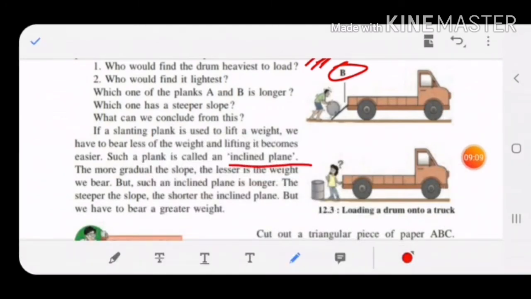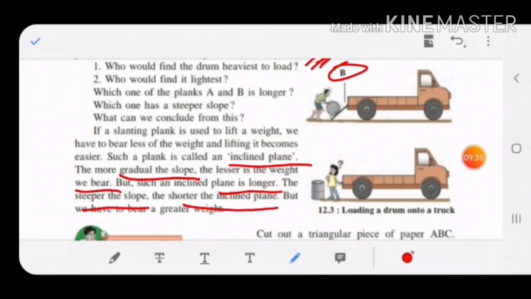An inclined plane is a simple machine because it helps you to carry that load. The more gradual the slope, the less weight we have to bear. As you keep the slope more down, what happens? The more gradual the slope, the less weight you have to bear, because Ravi has kept it gradually. Such an inclined plane will be longer, and the steeper the slope, the shorter is the inclined plane.